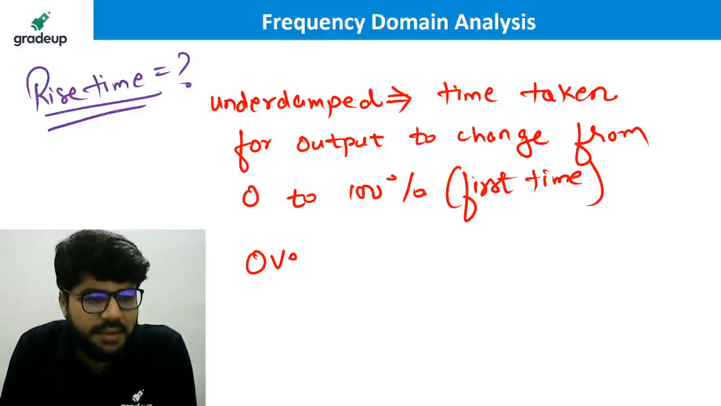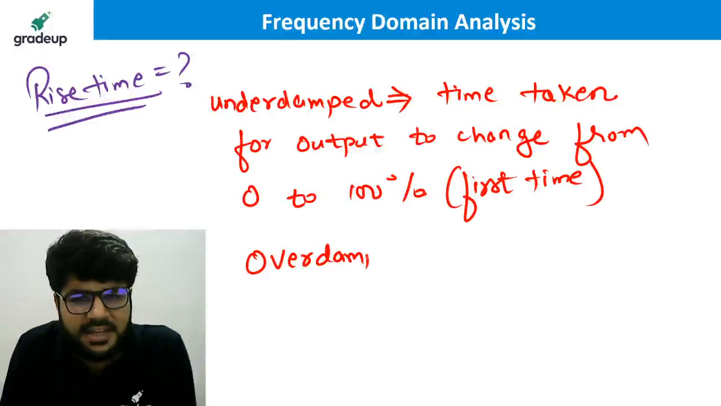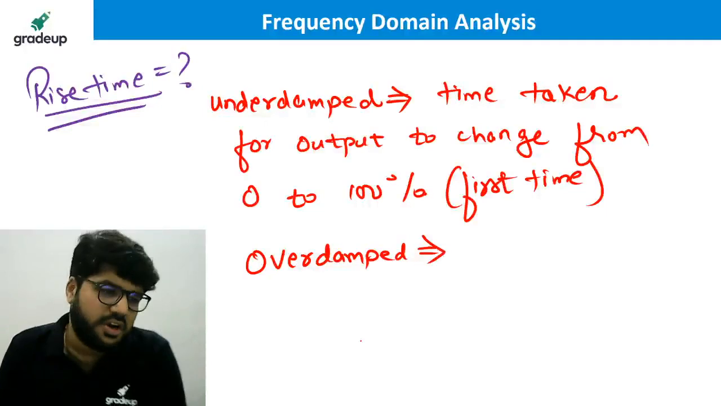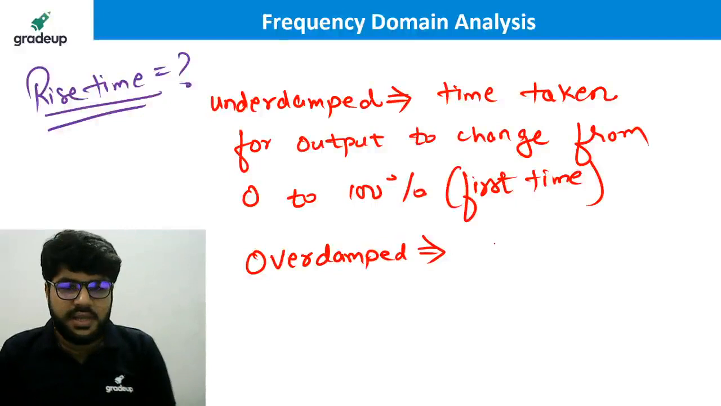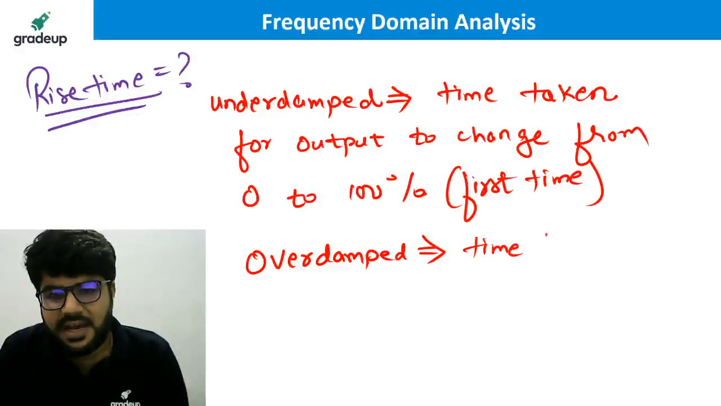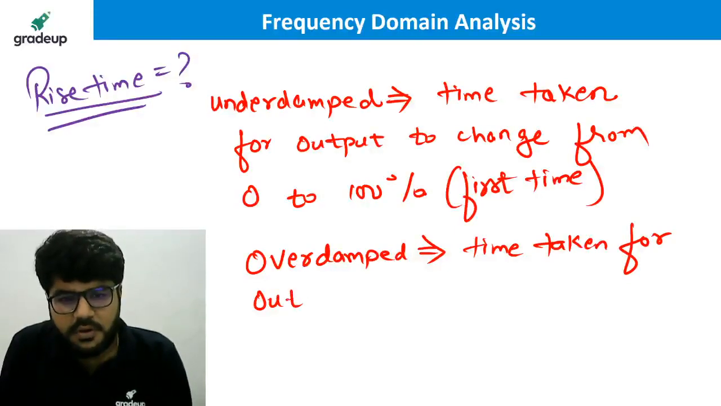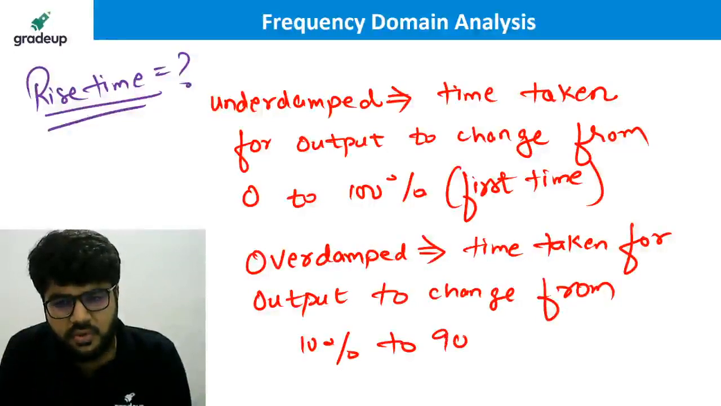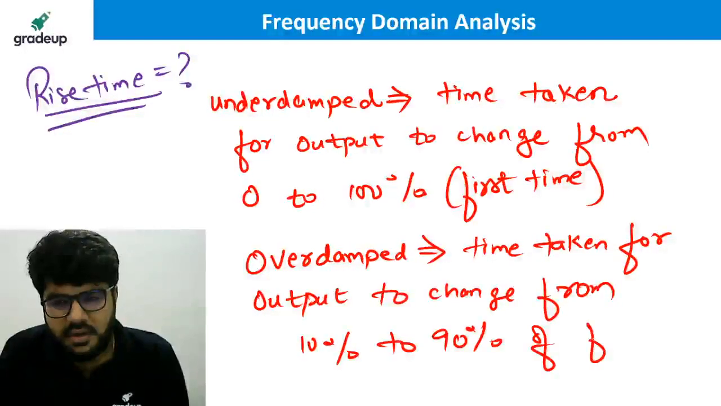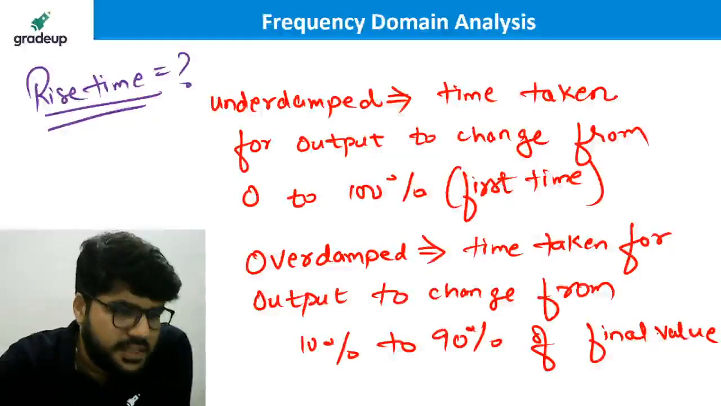But for overdamped, I had given you the definition, and I had said that in some class I am going to come back to the first order control system at the appropriate time. First order response we know is overdamped only, and that is defined as the time taken for the output to change from 10% to 90% of its final value.